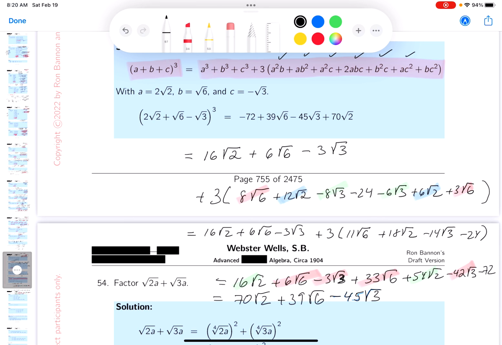And let's get our number now. What's the number going to be? Minus 72. Now, granted, I could rearrange it. My goal here is to look at the key. But if I were going to rearrange it, the whole number would be put up front, followed by the radicals in order. But let's take a look. Did I get that? Yes. Did I get 39 root 6s? Yes. Did they get minus 45 root 3s? Yes. Did they get 70 root 2s? Yes. We're done with the problem. Thank you.